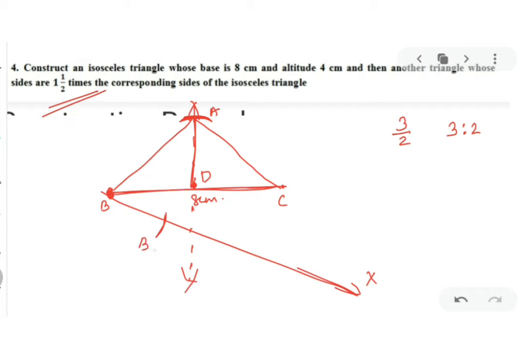So I'll put it B1 here, then B2 and then B3, such that they are equidistant. Correct? Now I will join B2C. What I will do, join B2C and draw a line from B3 which is parallel to line B2C. So let me now join B2C first. So I have already joined B2C.